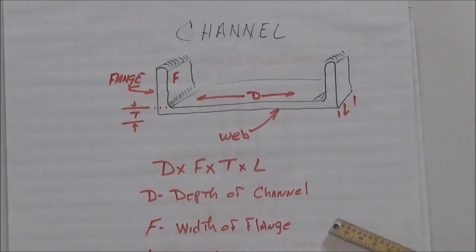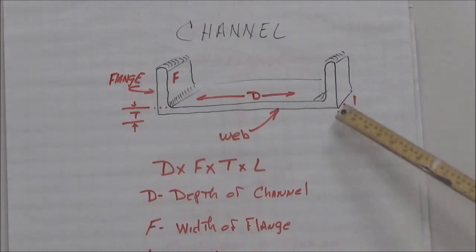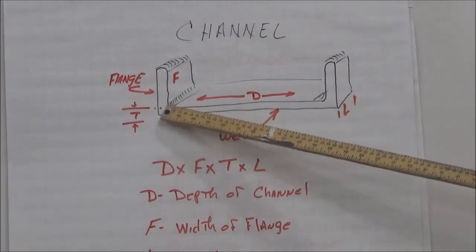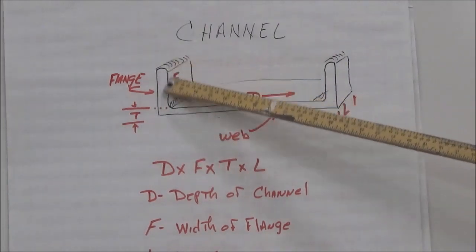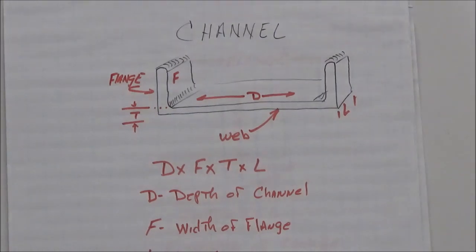F is the width of the flange, and L is the length of the channel. So this is the width right here. This is the width of our flange. This is the depth of our channel, and this is our length right here. So let's take a look at it. You might see this written a little different as we go along. So I want you to pay close attention to what we talk about next as we talk about how to order and document a channel.